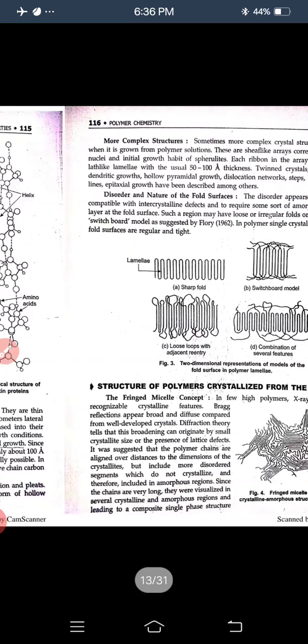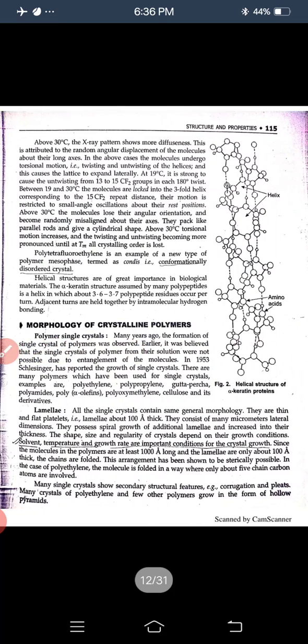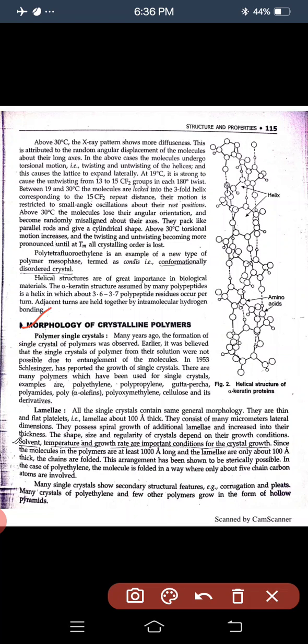Morphology of the crystalline polymer. Polymer single crystal. Now we discuss this topic. Many years ago, the formation of single crystals of polymers was observed. Earlier, it was believed that single crystals of polymers from their solution were not possible due to the entanglement of the molecules. In 1953, Schlesinger reported the growth of single crystals.